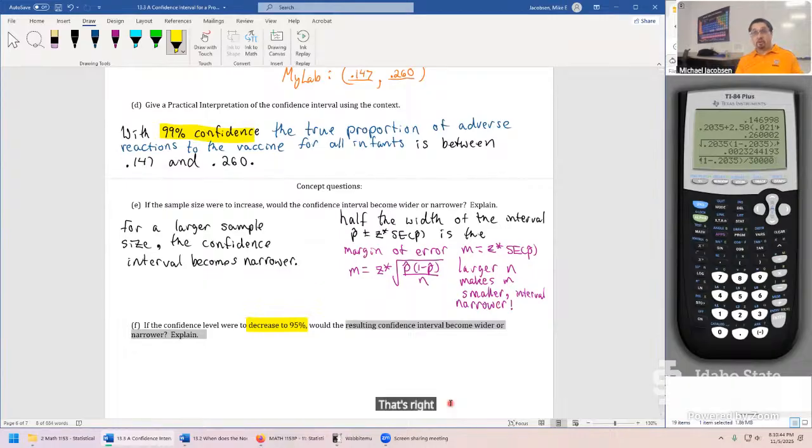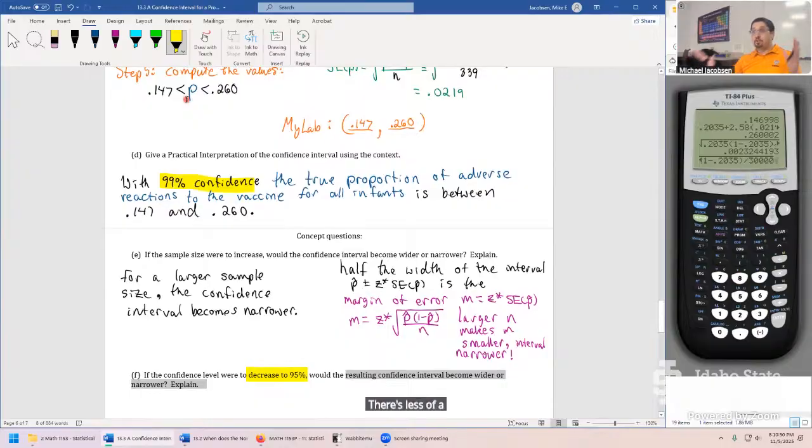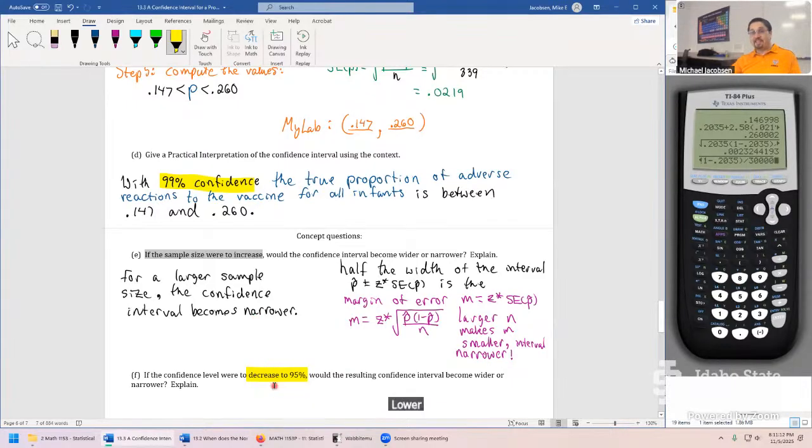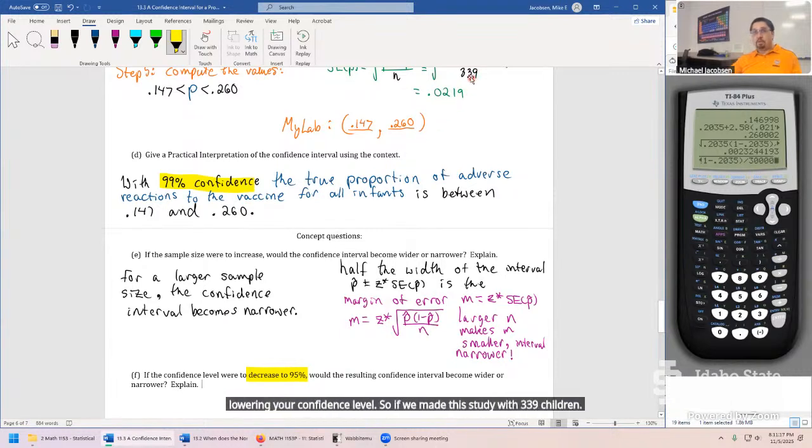That's right, it becomes narrower in that case. Being less confident means there's less of a chance you captured p, and that happens when it gets narrower. And that's a humongous conflict because we want narrow confidence intervals. That's a reason you want to increase the sample size to make the interval narrower. But you can make your interval narrower in a second way, lowering your confidence level. So if we made this study with 339 children, but we decide to do a 10% confidence interval, the math would support you. You could calculate that.